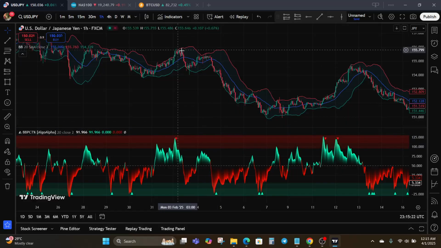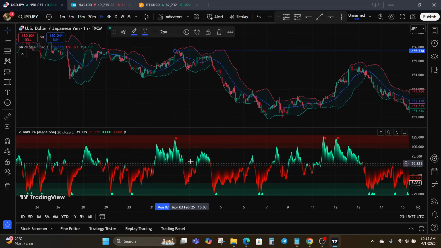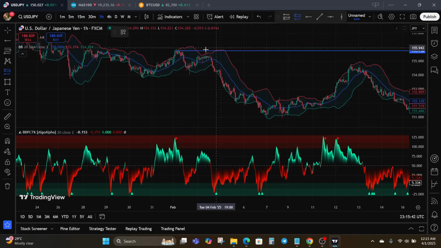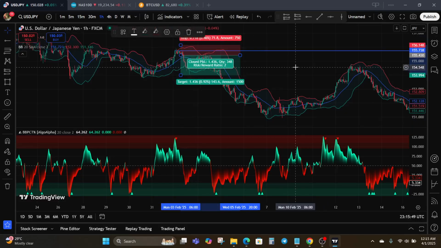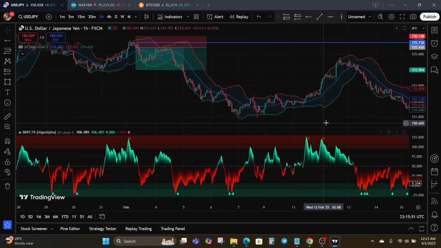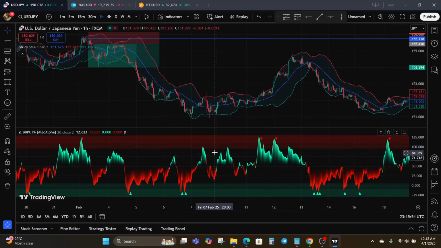Like in this example, we can see that when price got to this resistance and the indicator was in the red zone, and we even had a downward arrow, it shows that a sell move was incoming. So in that case, you'll be looking out for sell opportunities. You can enter a sell trade, set your stop loss above the swing high, and your take profit can be at support zones.